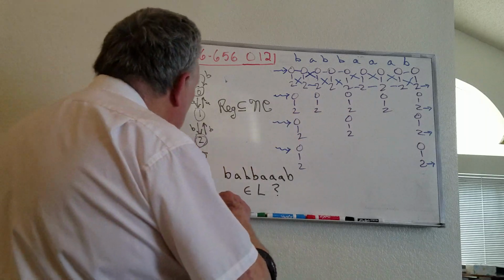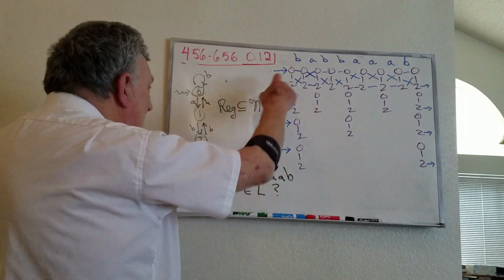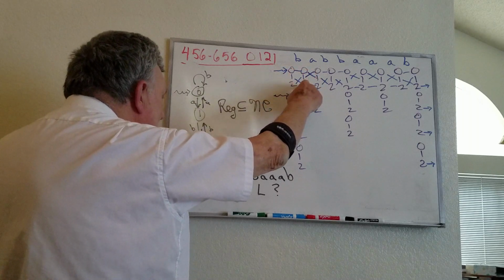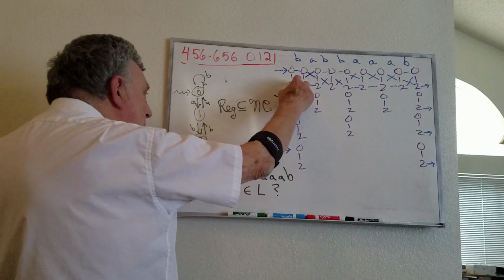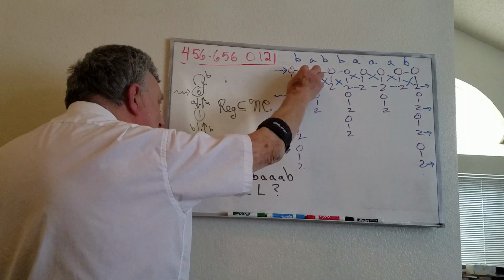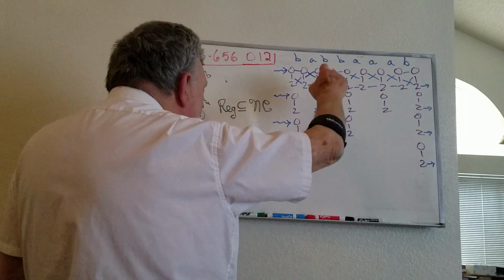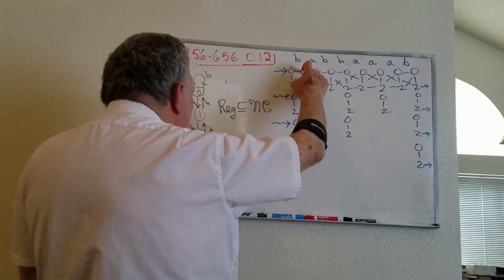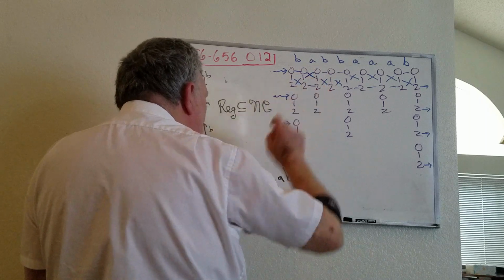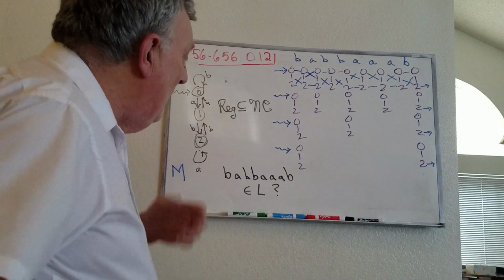Now here, if there's a B, 0 goes to 0, 1 goes to 2, and 2 goes to 1. So I draw arrows this way from 1 to 2 and from 2 to 1. Now if there's an A, I draw an arrow from 0 to 1, an arrow from 1 to 2, and an arrow from 2 to 2, and so forth.